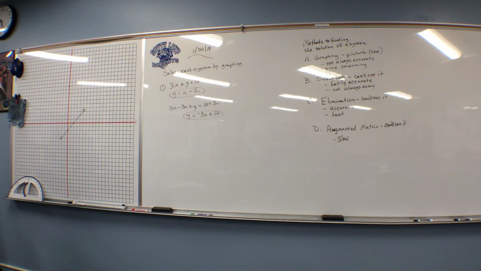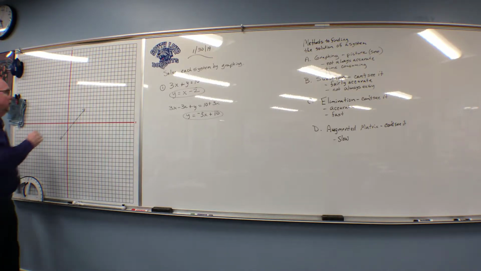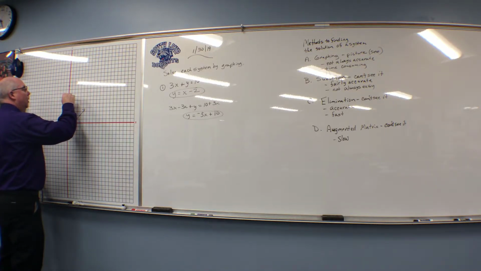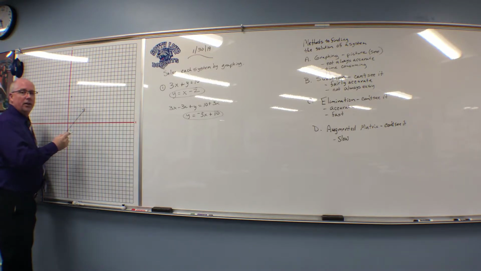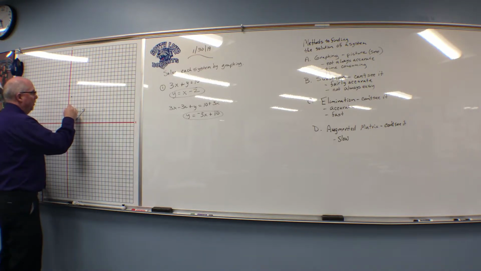Negative 3. Negative 3 over 1. So I go down 3 over 1. Over, which way? Right. Right, okay, so I go down 3 and to the right 1. Now watch this, I'm a long ways from my other line. Watch this, I just keep going down 3 and over 1. Guess what happens?